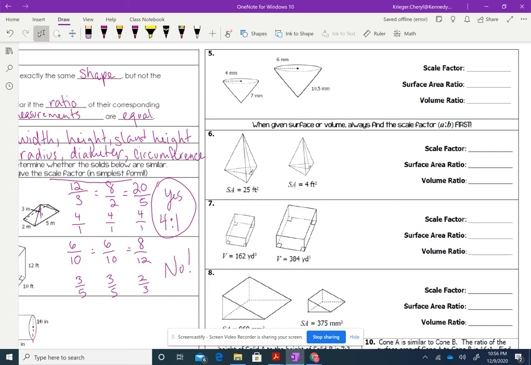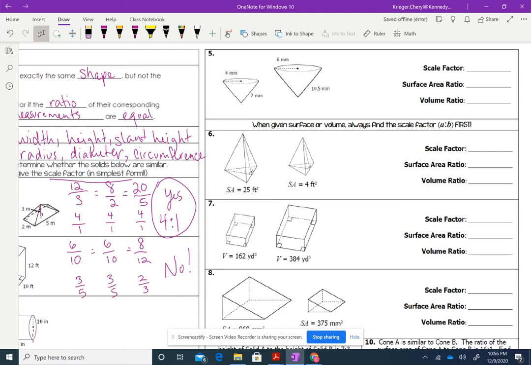Number 6 says, if you are finding, so when you're given surface area or volume, find the scale factor first. So we're going to work backwards here a little bit.